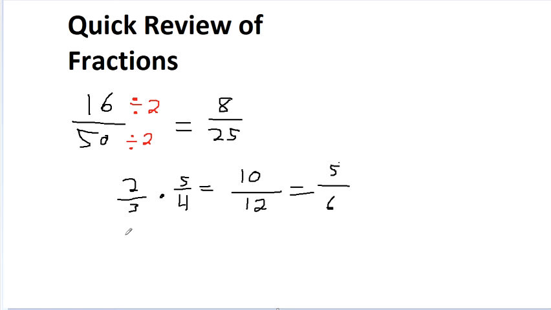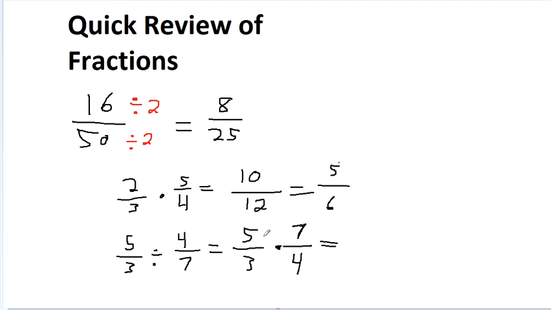Okay, and with dividing fractions, it's almost just as easy. But before you jump to getting an answer here, when you divide fractions, you have to flip the second fraction and then multiply. So I flip the second fraction, always the second fraction, then multiply. So now if I do my multiplication, 5 times 7 makes 35, and 3 times 4 makes 12. That's as far as I can go. Can't reduce that one.